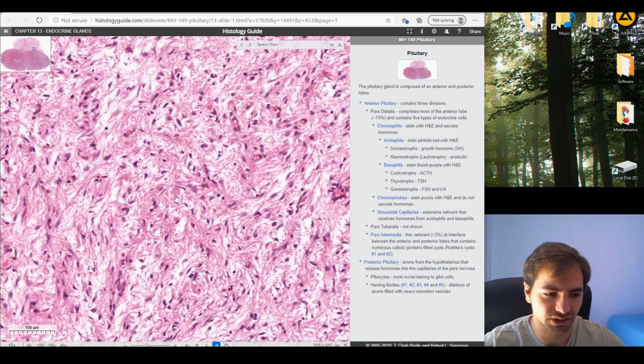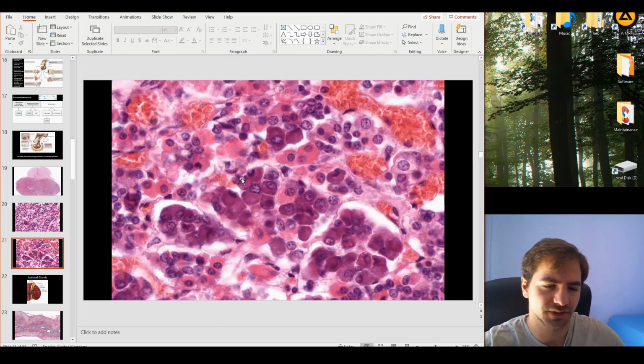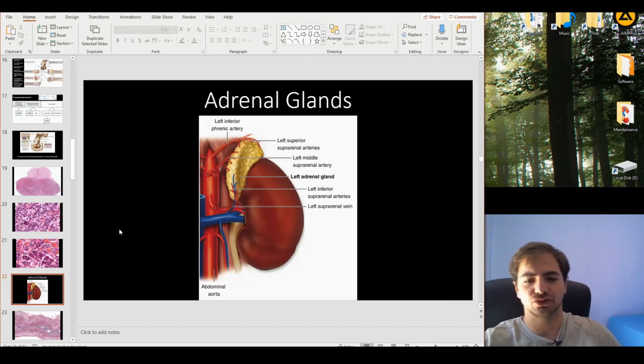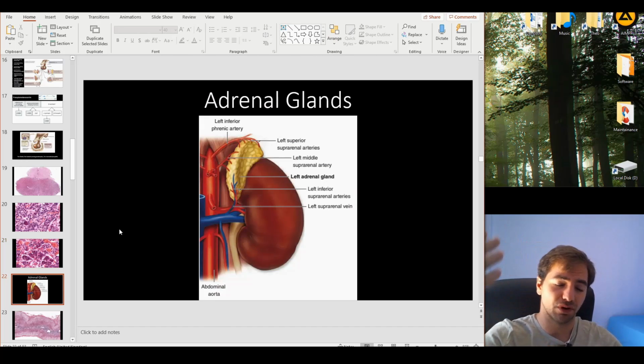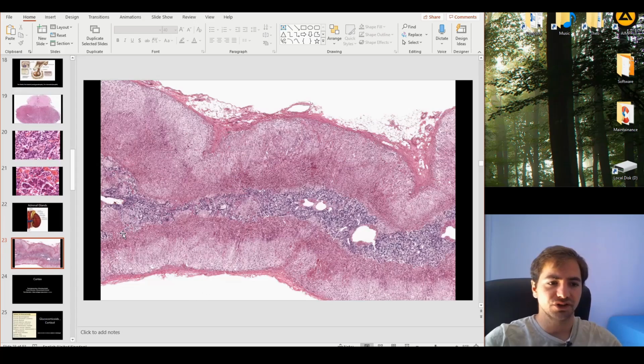So let's move on and talk about the adrenal glands. Now, the adrenal glands are, as the name suggests, the glands that are exactly above the kidney. Just by looking at the section, you can understand that there are three different areas: the capsule, as always, the cortex, and the medulla. So let's talk a bit about the functional and morphological differences between the cortex and the medulla.